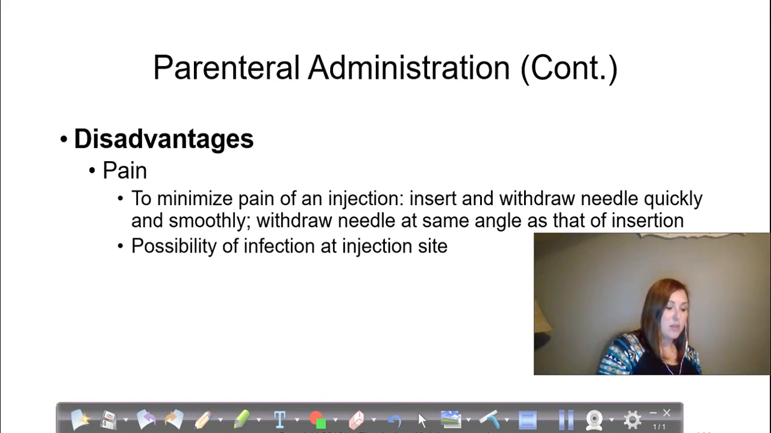There's also the possibility of infection. So infection signs and symptoms are redness, pain, swelling, and if the patient develops a fever. Usually drainage can accompany an infection, but it may not. That's a pretty small area, so they may not be draining. But really that redness, pain, and swelling is what you're watching for as far as an infection.